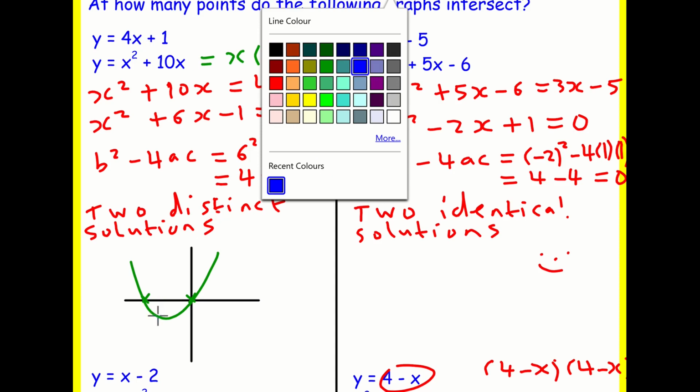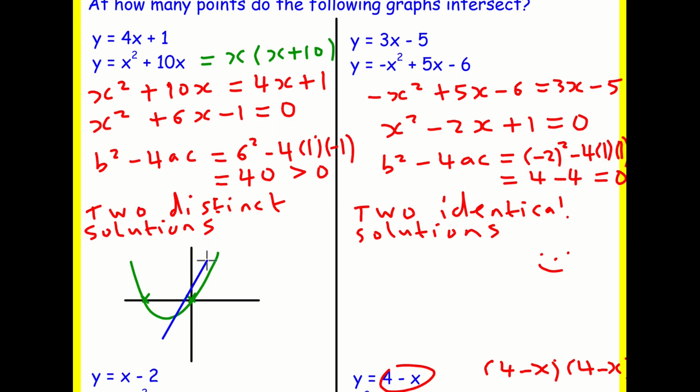And then 4x plus 1 is going to go through 1. And it's going to look a bit like this. But we are going to see that there are two solutions. So maybe I should have it at slightly more of an angle just to illustrate that, because nothing's to scale here. But it's going to roughly look like this with two solutions, one here and one here.